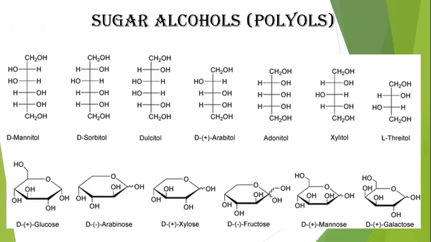Sugar alcohols, also known as polyols, are a group of organic compounds derived from sugars. They include D-mannitol, D-sorbitol, dulcitol, D-arabitol, adonitol, xylitol, and L-threitol. These compounds are commonly used as sweeteners and in various food products.